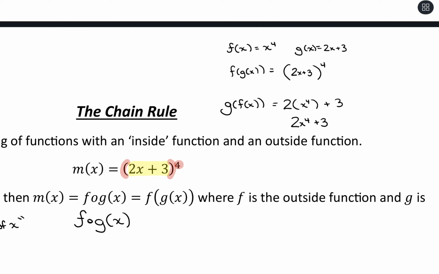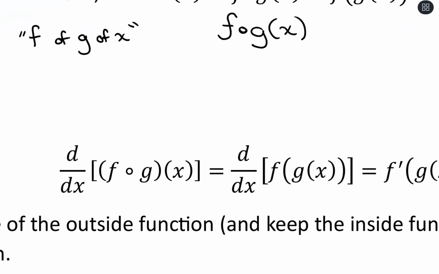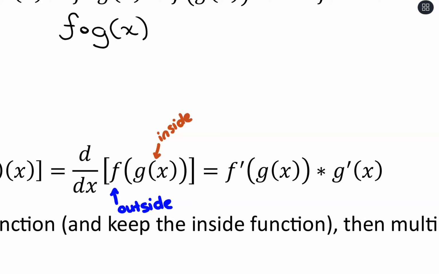So what we're going to need to be in the habit of doing is identifying inside and outside function for applying this chain rule. If we want to take the derivative of a composite function, f of g of x, or if we think of it as this layered form where g of x is the inside function and f of x is the outside function, then what we're going to do is take the derivative of the outside function, keeping the inside function the same, times the derivative of the inside function.